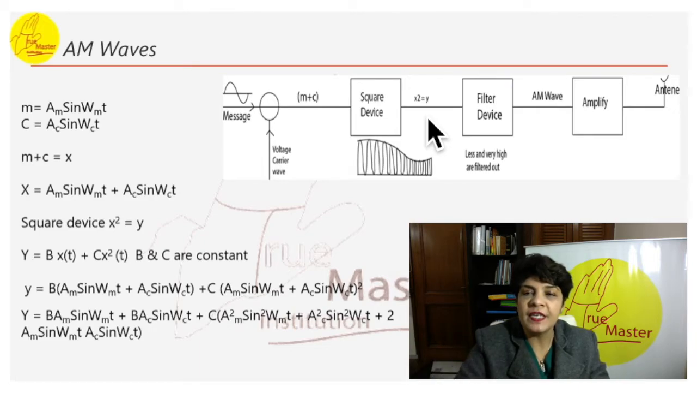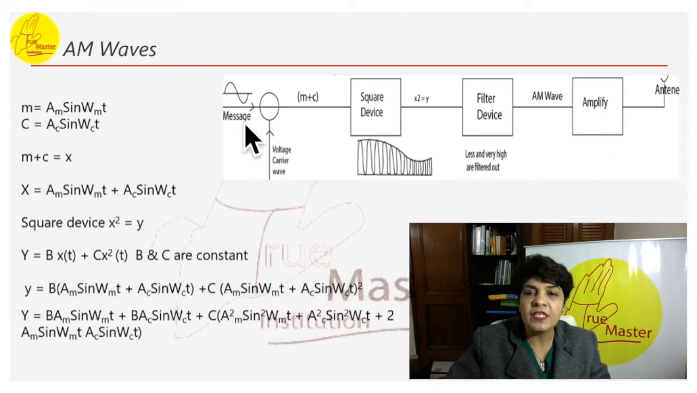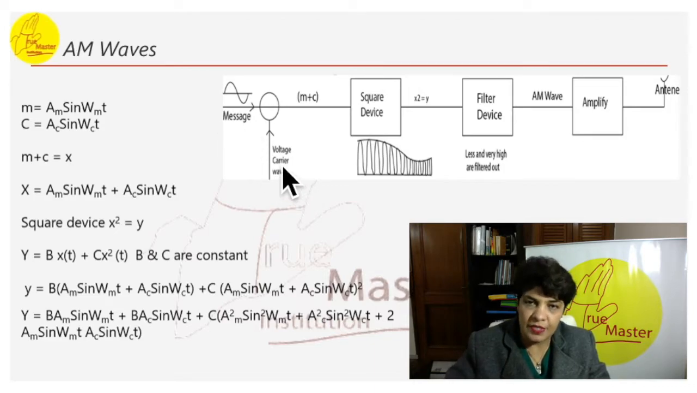We use a filter device further to filter out low and very high waves. The AM waves are again amplified. So the amplification is required at this point, and then it is sent out by the antenna. So this is the process of how the AM waves are sent out from the antenna. We have a message wave which is low voltage, and the carrier wave is of high voltage. Okay, so they are being modulated together.